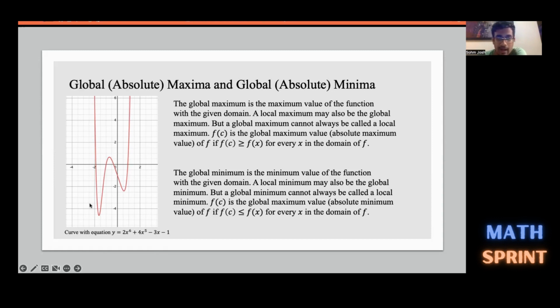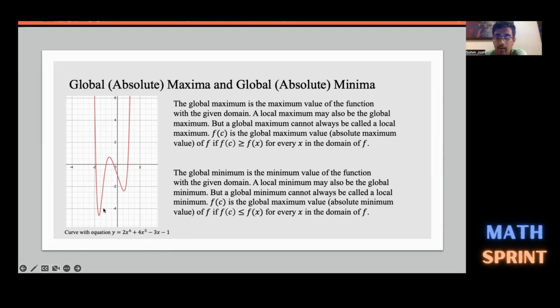So take a look at the graph on the left with the equation y is equal to 2x to the power of 6 plus 4x to the power of 5 minus 3x minus 1. So in the third quadrant, that is over here, the graph moves down to some minimum value before rising up from left to right.